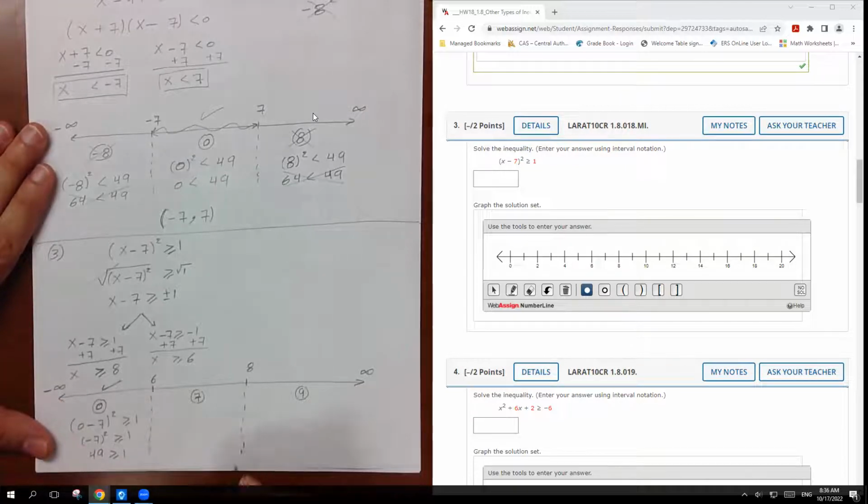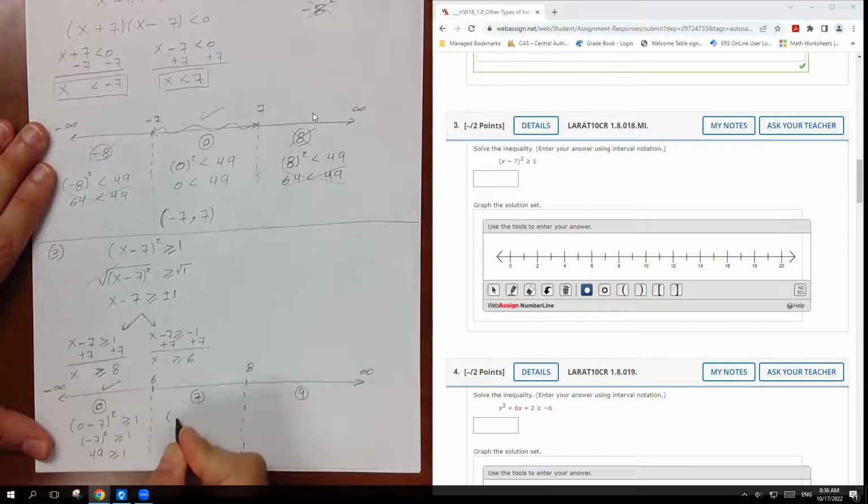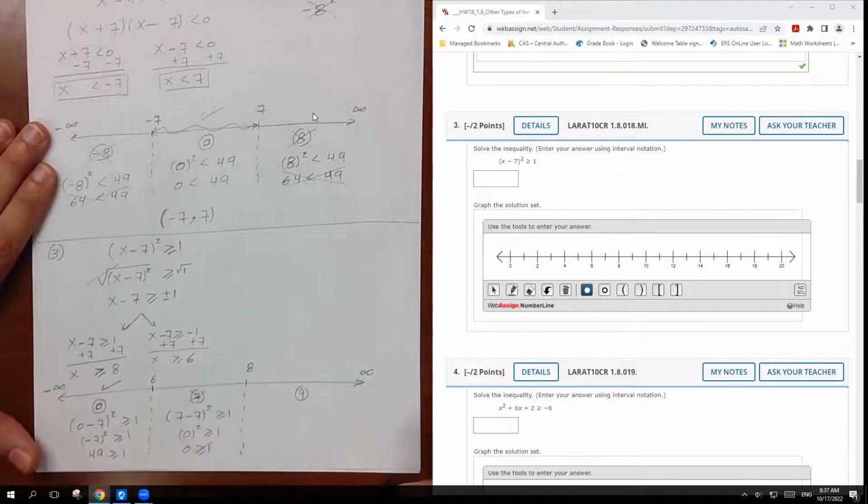Let's plug in the 7 here. It's going to be 7 minus 7 squared. Is that greater than or equal 1? 7 minus 7 is going to be 0 squared. Is 0 greater than or equal 1? No, this is wrong. So this is not the interval solution.